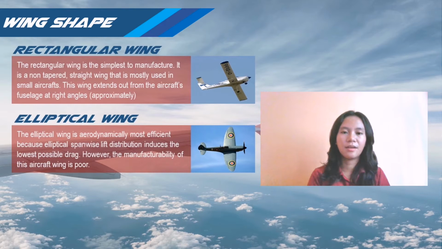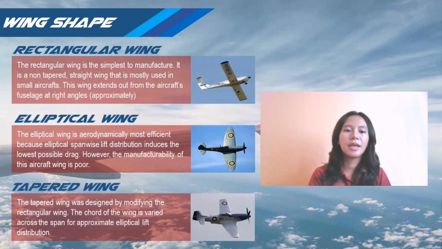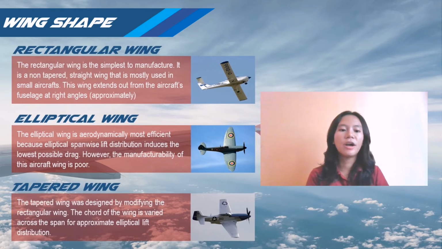So, third is the tapered wing. The tapered wing was designed by modifying the rectangular wing. The chord of the wing is varied across the span for approximate elliptical lift distribution. The tapered wing is the planform found most frequently on gliders. Assuming equal wing area, the tapered wing produces less drag than the rectangular wing because there is less area at the tip of the tapered wing.